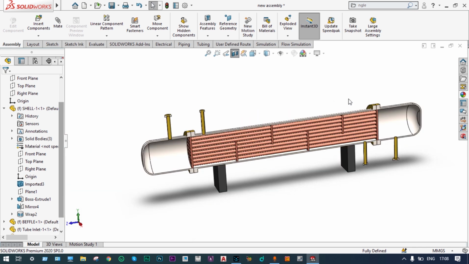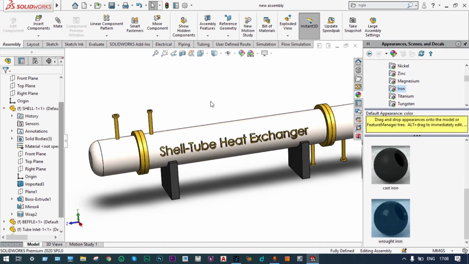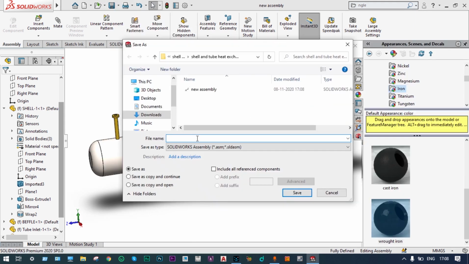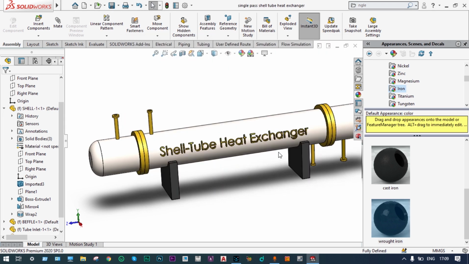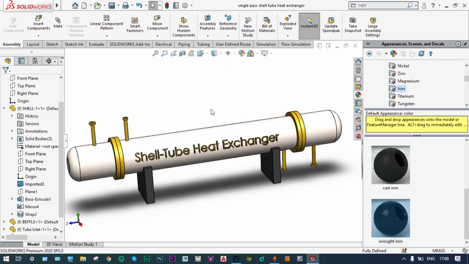Okay, so let us start our simulation. Before starting, we should save it with a specific name. Let us save this one by the name of single pass shell tube heat exchanger. The leads have already been provided to make a complete closed geometry, and we have to start the simulation.